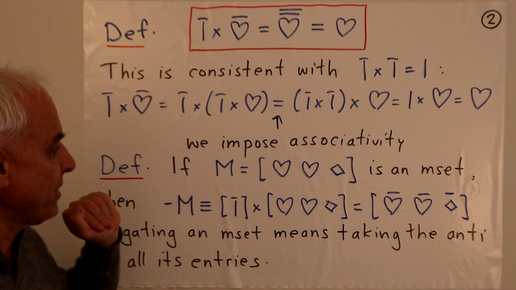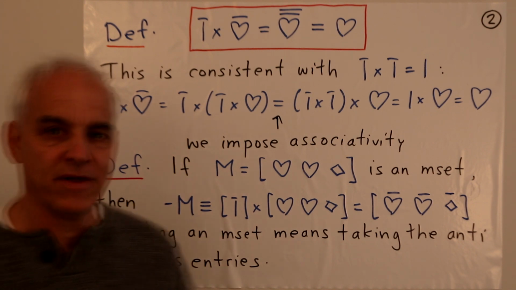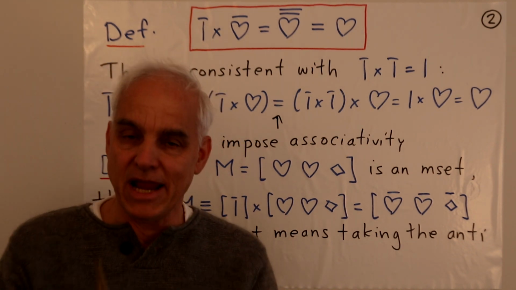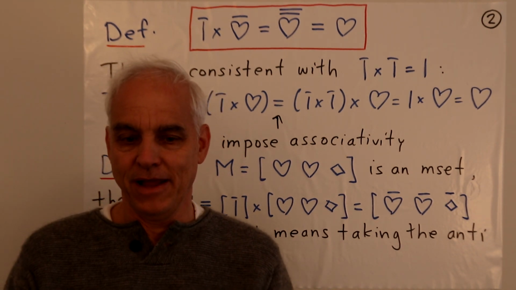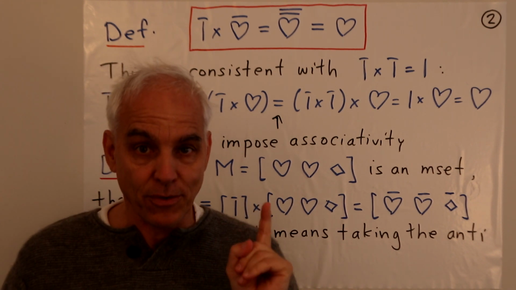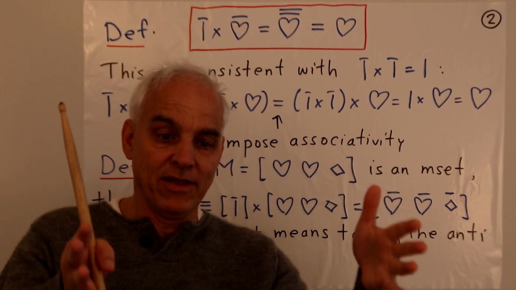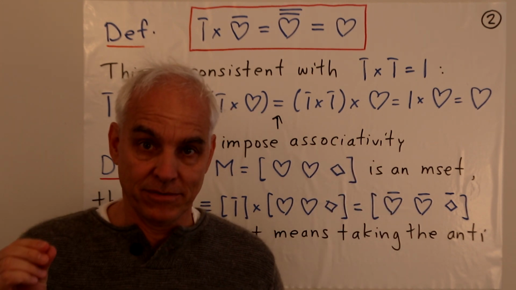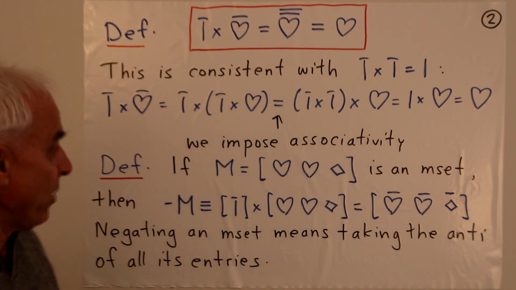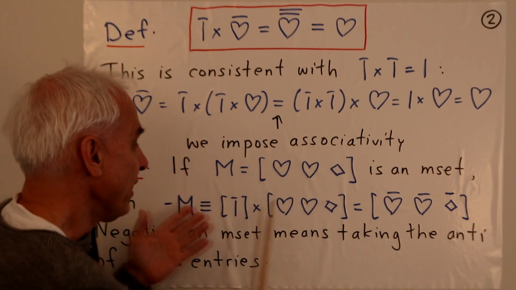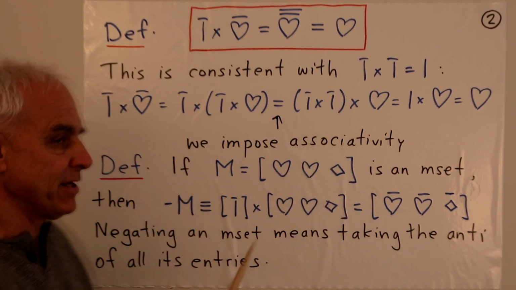Okay, now we can introduce the idea of the negative or negation of an mset. This is a very powerful thing to be able to do. So we are now allowed to talk about an mset and its negative. How do we do that? Well, here's the definition in a kind of abstract example.